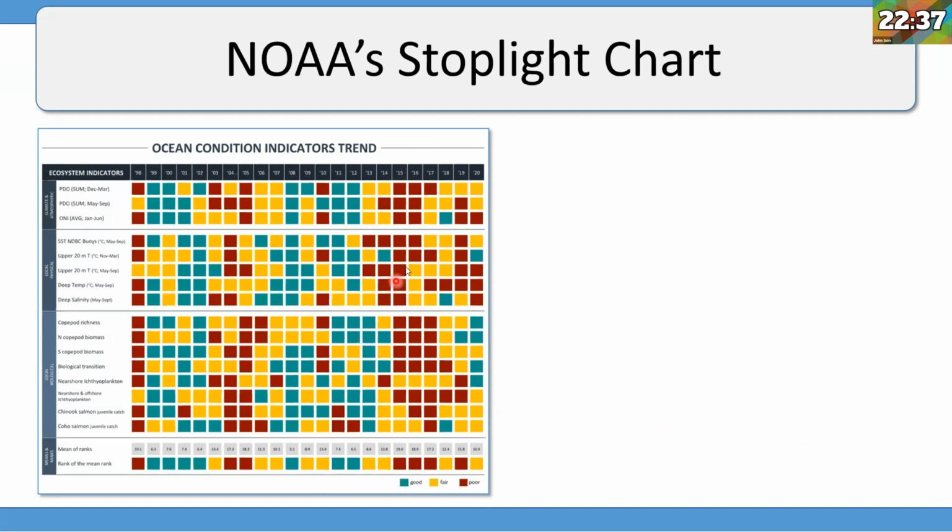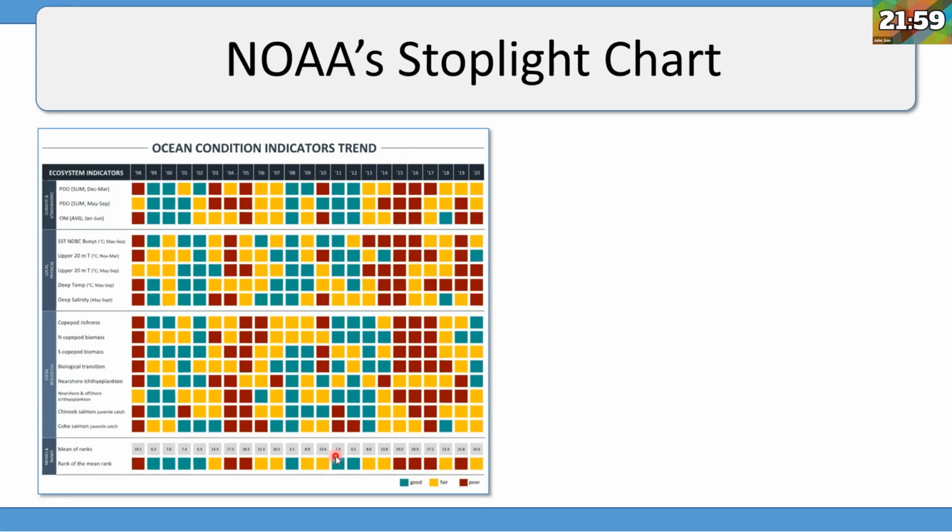The benefit of this stoplight chart is that it's primarily a qualitative, visual tool. I know that the years here are a little bit difficult to see, but 2014, 15, 16, if you scan down across all these indicators, we see a lot of reds and yellows. That was the blob years. We know those were poor ocean conditions for juvenile salmon to enter the ocean. But we can look at some of these other years, 2008 in particular, there's a lot of green across all of these indicators. And that was a fantastic year for fish entering the ocean. So that's basically how this table works.